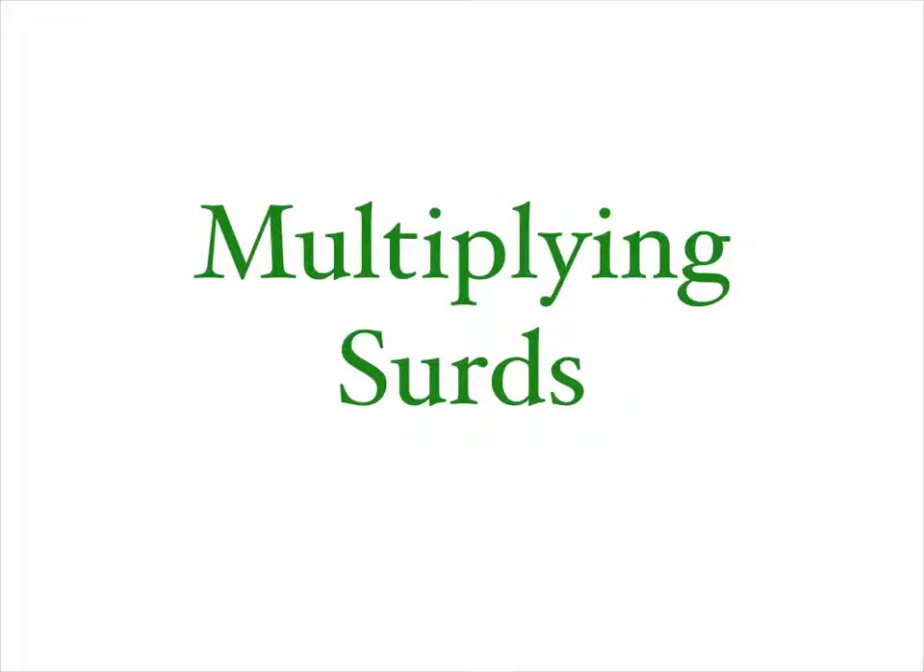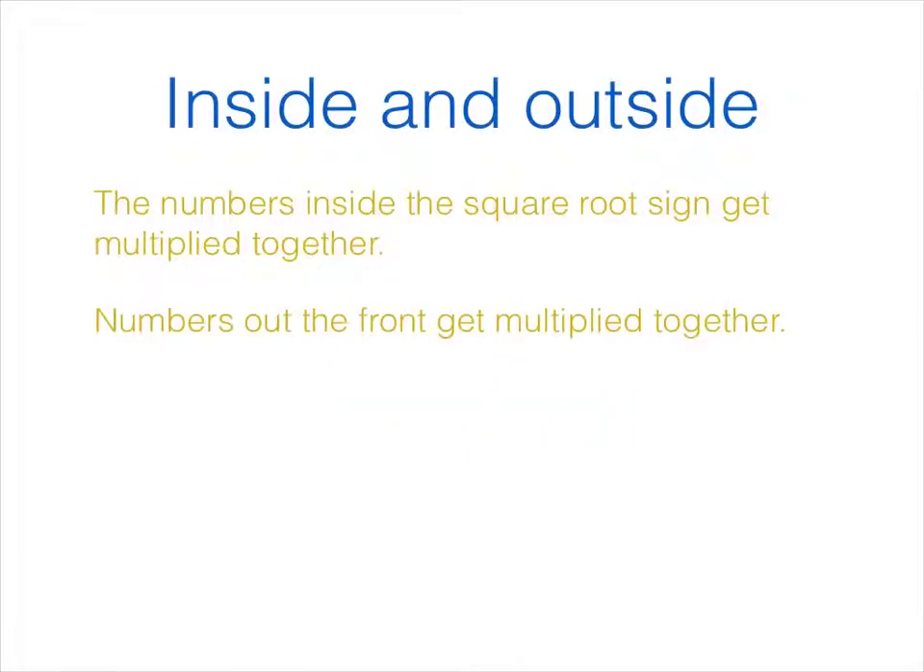Multiplying surds. So the idea of multiplying surds is any numbers inside the square root signs get multiplied together, and then they are under one square root sign, and any numbers out the front of the square root signs get multiplied together as well, and they stay at the front.